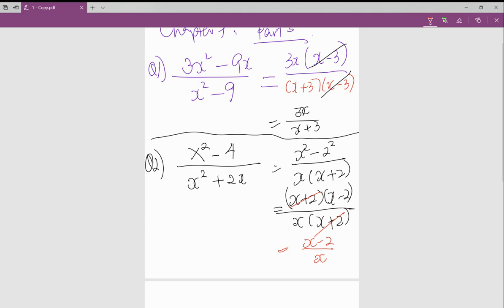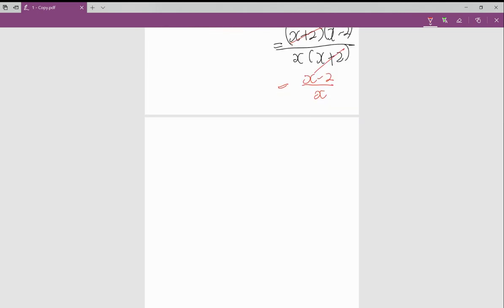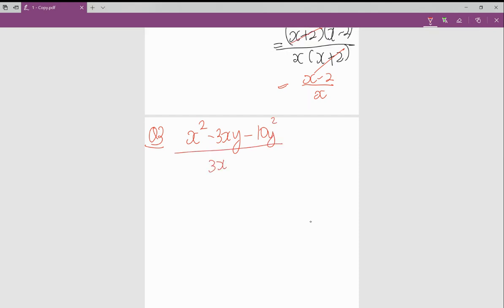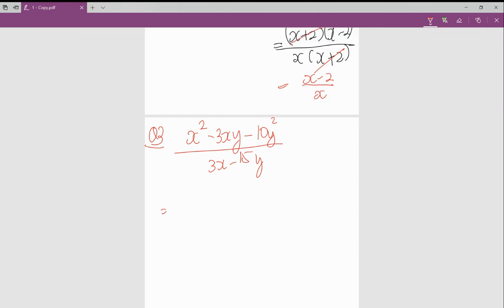So far, I've been teaching you using the identity. Now, for the next question, I'm going to teach you how to use the multiplication frame. Let's look at question 3. This is x squared minus 3xy minus 10y squared over 3x minus 15y. In this case, the numerator has 3 terms. Either you use a special identity, but in this case you cannot square root 10, so you cannot use the special identity. You have to use the multiplication frame approach.